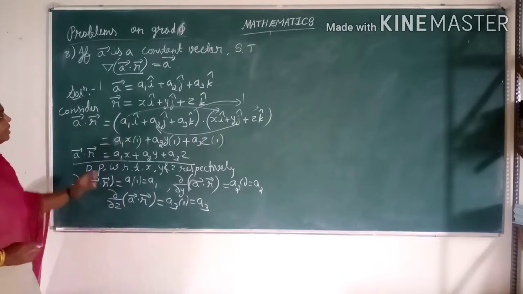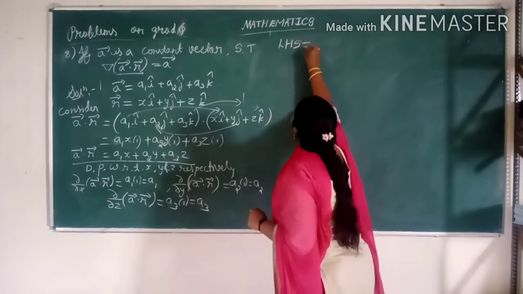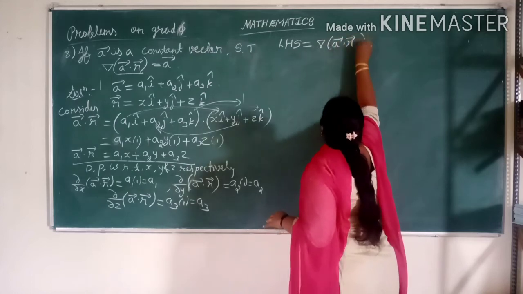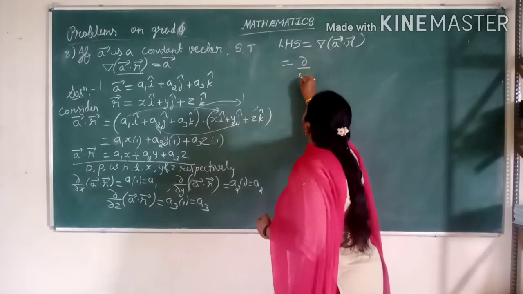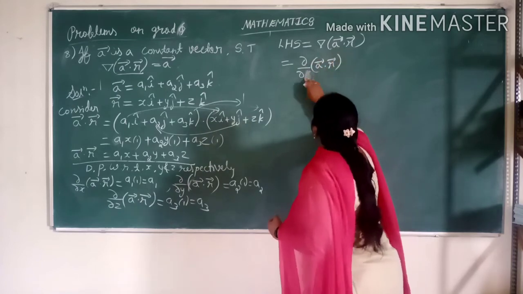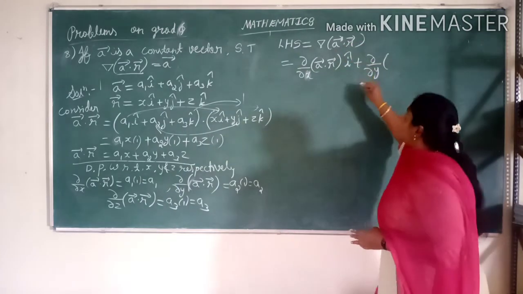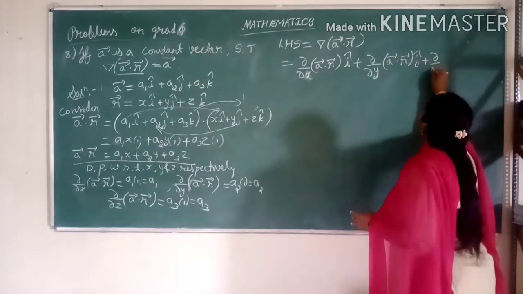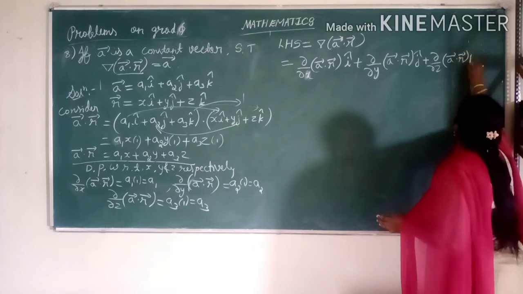After knowing the partial derivatives, now you consider the LHS. Consider the LHS, grad of vector A dot R. I told you how to write the formula for the gradient of phi. The formula is ∂/∂x of phi, where instead of phi we have vector A dot R, into i cap, plus ∂/∂y of phi, with vector A dot R, into j cap, plus ∂/∂z of phi, with vector A dot R, into k cap.